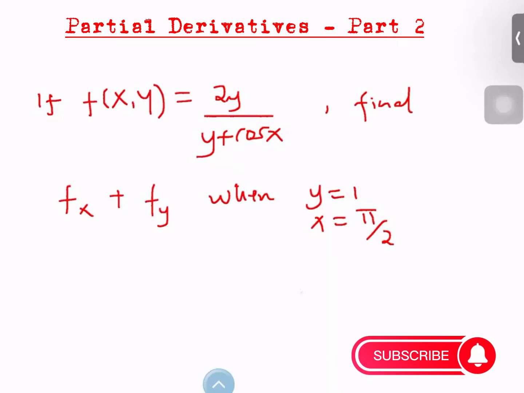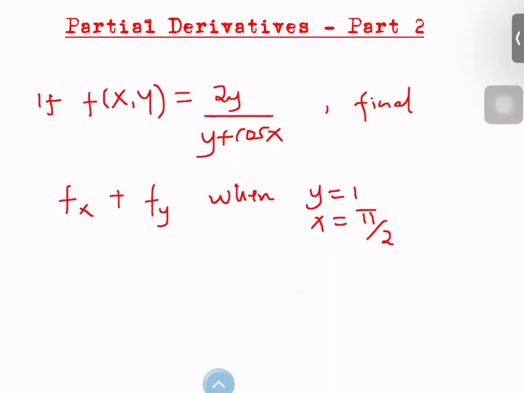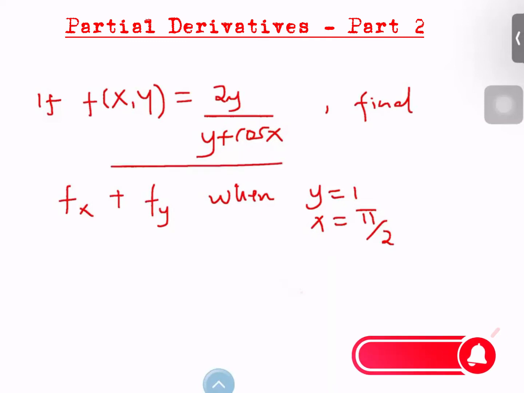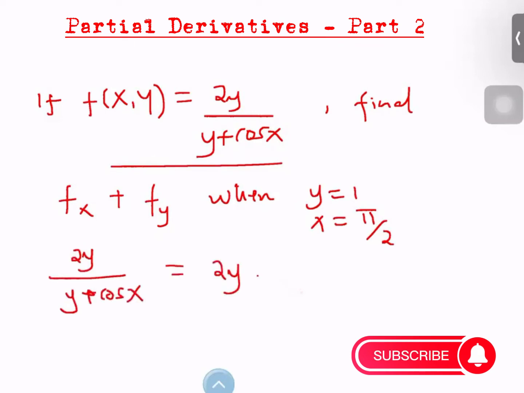So let's get started. We have the function 2y divided by y plus cos x. Now let's start by differentiating with respect to x, which is f of x. The 2y divided by y plus cos x is actually the same as 2y multiplied by 1 all over y plus cos x. I just want to simplify it so that when we are working it out, it's simpler.